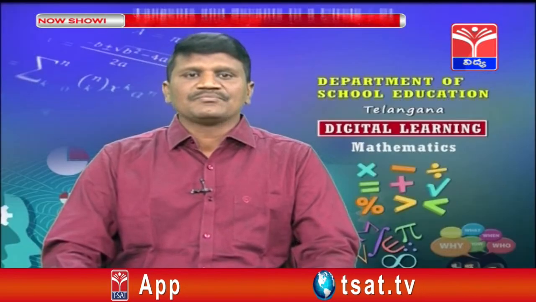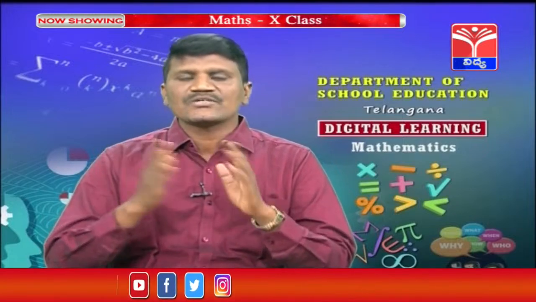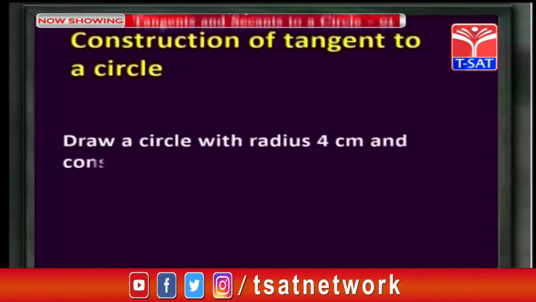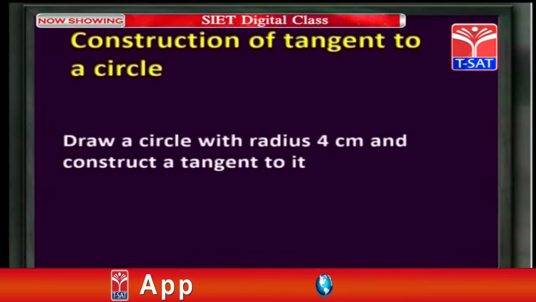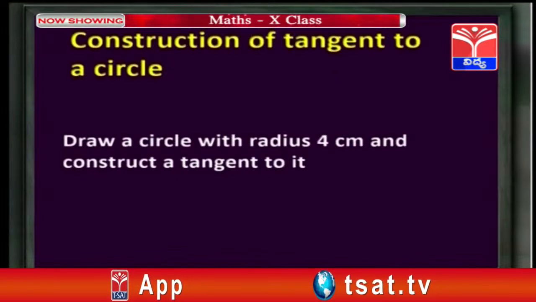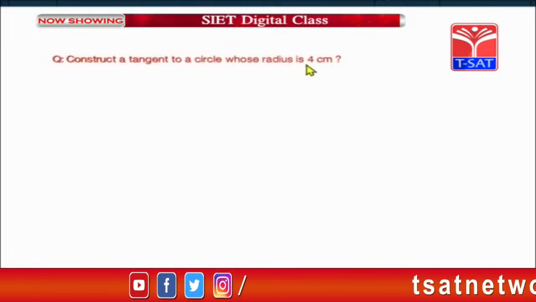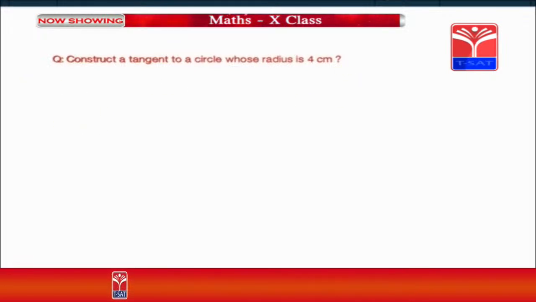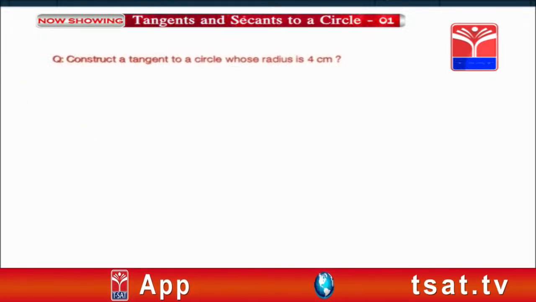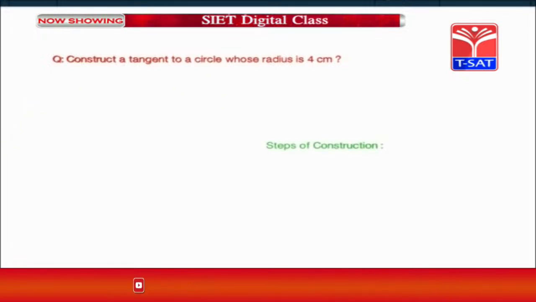Okay, now let us see the construction of a tangent to a circle. How to construct a tangent to a circle? Draw a circle with radius 4 cm and construct a tangent to it. So what is the question here? Draw a circle with radius 4 cm and construct a tangent to it. For construction we need to write the construction steps also. So what are the construction steps? First we need to draw a circle with radius 4 cm.